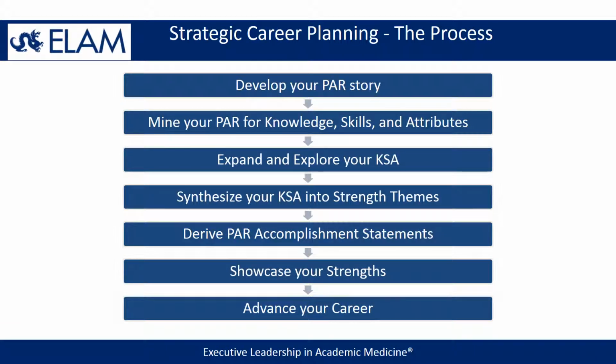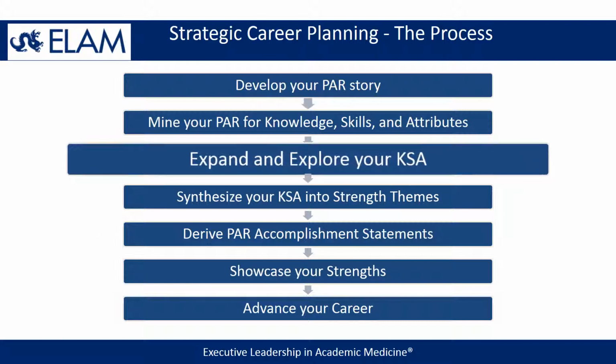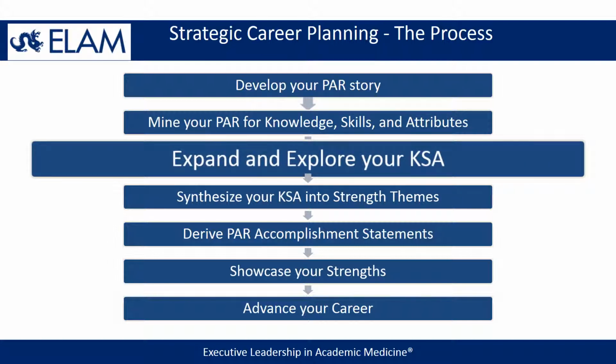To remind us of the strategic planning process, it starts with the raw data expressed as your stories of success. With the next step, you expanded the data as you mined these stories for the numerous nuggets of gold, the knowledge, skills, and attributes, which we often call KSAs, that you had to use to reach your accomplishment. This was a divergence or broadening process to identify as many KSAs as appropriate for your PAR stories.